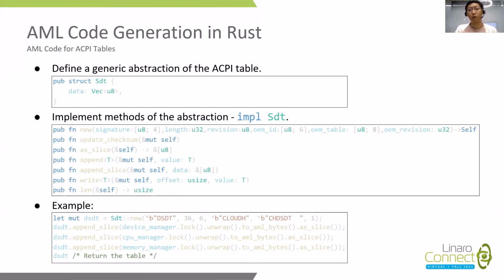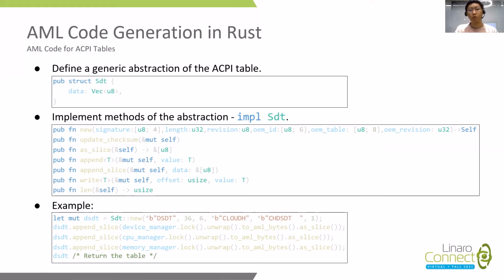We can define our ACPI tables. The way the Cloud Hypervisor project defines ACPI tables is that we define a generic abstraction of ACPI tables called SDT. Then we implement methods of this abstraction. Here, I will give an example of how the SDT table is implemented.